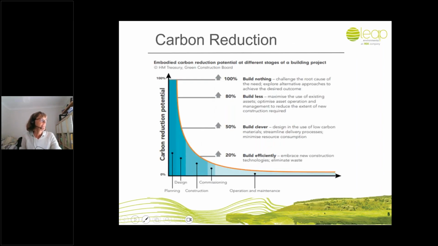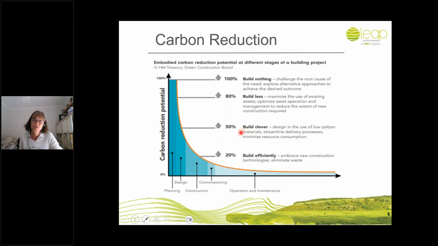So this graph is a picture of what we could do about it in terms of building a project, and how we can actually reduce the carbon in our projects. Obviously, the top one shows 100% means stop building. Now, I'd quite like to keep my job. And we do realise we need a lot of houses in this country. So what we need to do is really work on this section of the graph.